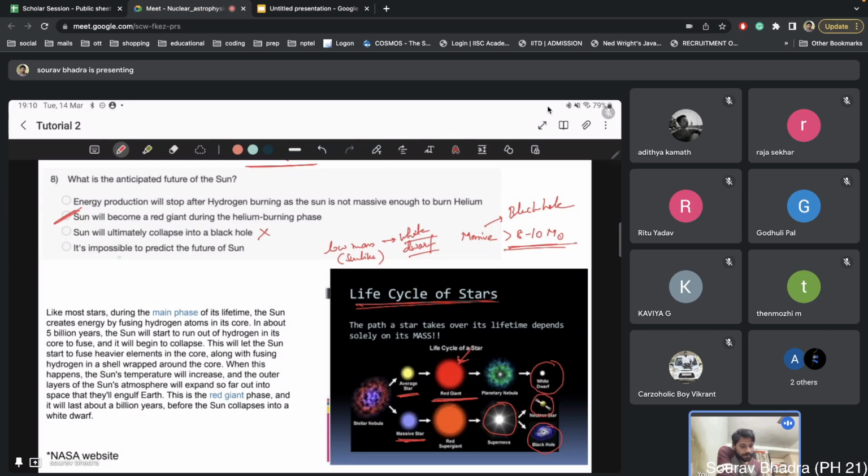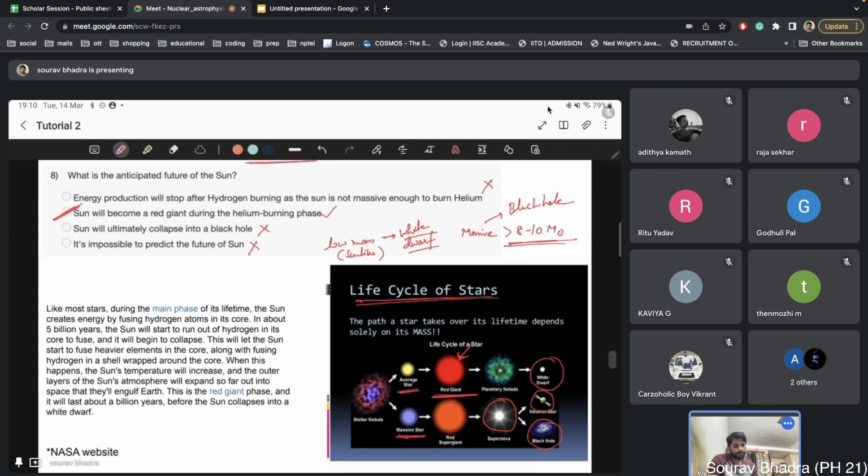It is impossible to predict the future of the Sun? That is not correct, it is possible, and it has been correctly predicted for many other stars also. Energy production will stop after hydrogen burning, as the Sun is not massive enough to burn helium? That is also not correct, because the Sun is massive enough to burn helium at least. Okay, so this is the answer.